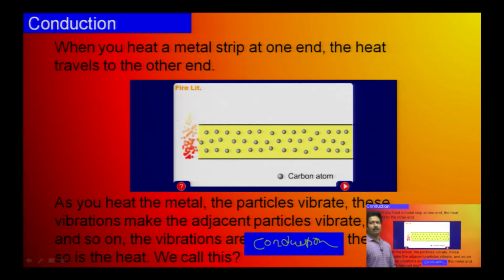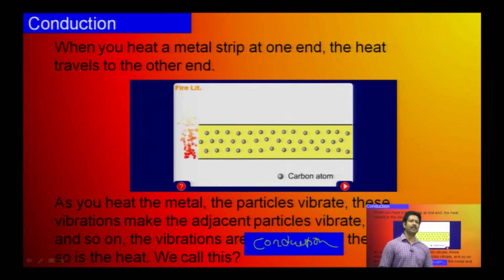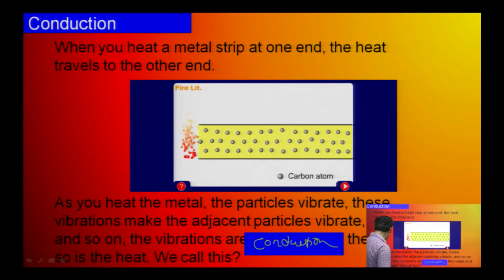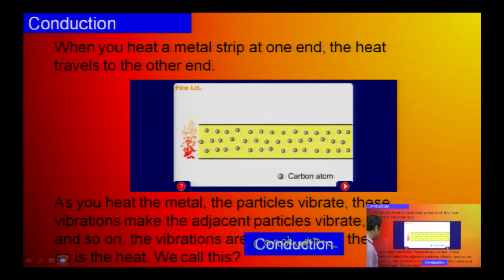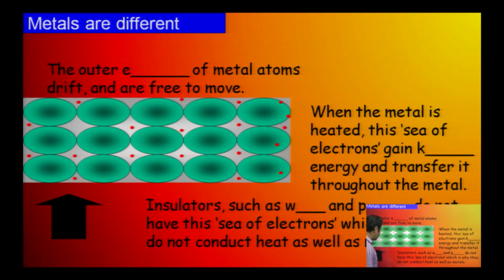Okay, so this is something you should know, how the conduction occurs. Now let's talk about something else. See, the metals are different. The outer electrons of metal atoms drift and are free to move. That's what I have just explained to you.